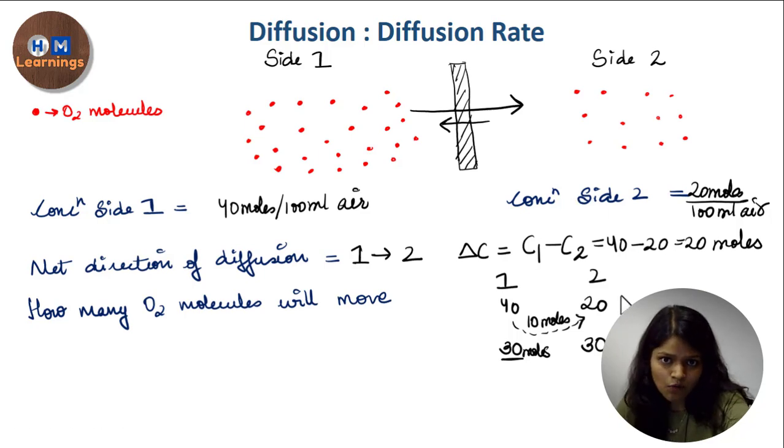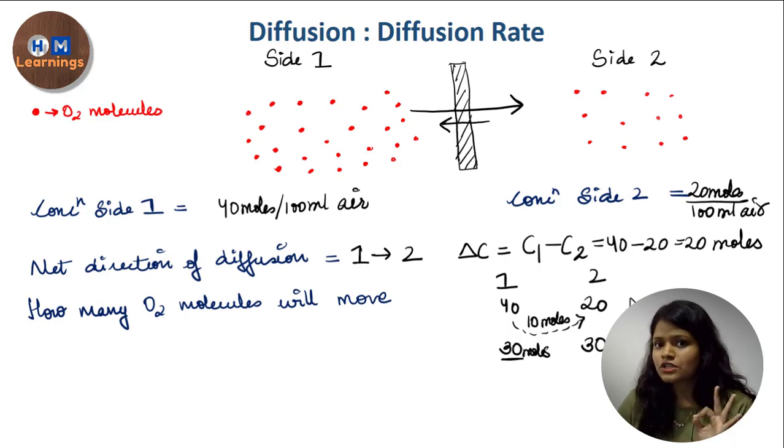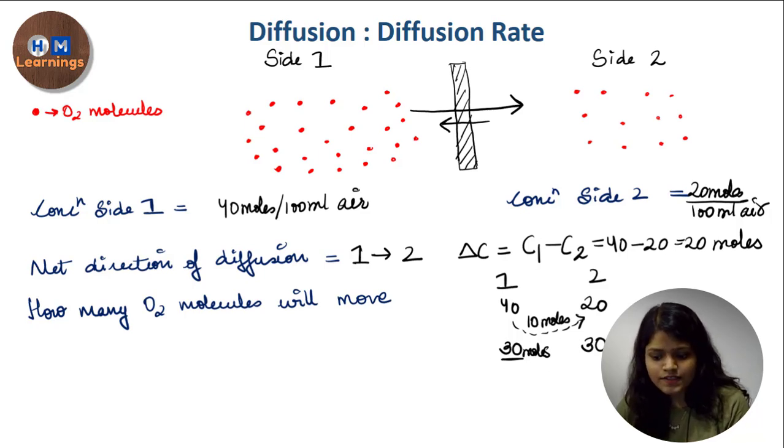So the factor which is going to decide whether the diffusion will stop or not is the concentration gradient between the two sides across which the diffusion is happening. If that concentration gradient becomes 0, the diffusion will ultimately stop. So this is the answer. And now, how many oxygen molecules or moles have actually shifted?